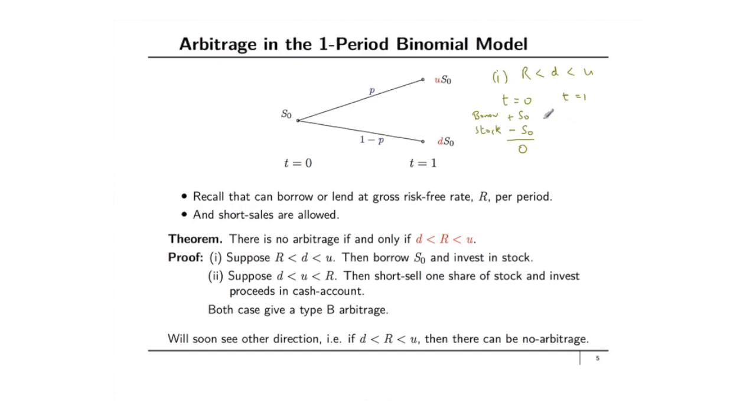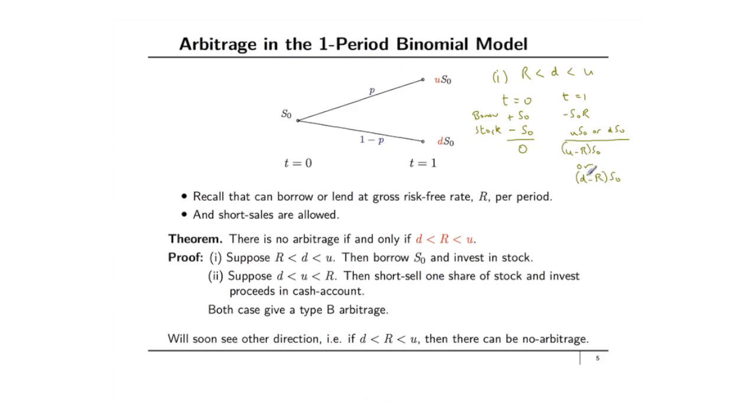And at t equals 1, we have to pay back our borrowings. So we have to pay back S0, but we have to pay it with interest. So we're going to be paying back S0 times R. But we own 1 unit of stock. Remember, we invested S0 in the stock at time t equals 0. That's going to be worth US0 or DS0 at time t equals 1. And we're going to use these proceeds to pay back the borrowings. The net cash flow here then is US0 minus RS0 if the stock price went up, or it's DS0 minus RS0 if the stock price went down.